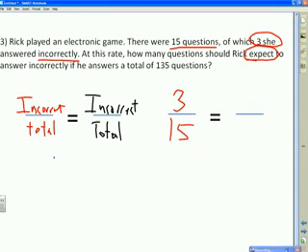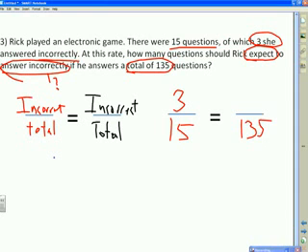Now here's where the problems come in. At this rate, how many questions should Rick expect to answer incorrectly? Did you guys see the question? The question is, we don't know how many she's going to answer incorrectly. If there are a total of 135, they did you a favor. They gave you the word total. So 135 is my total.